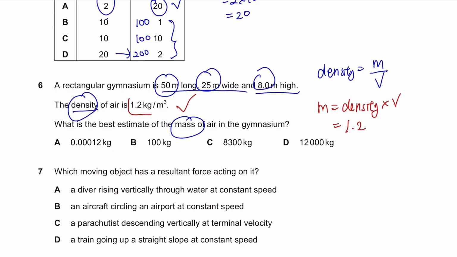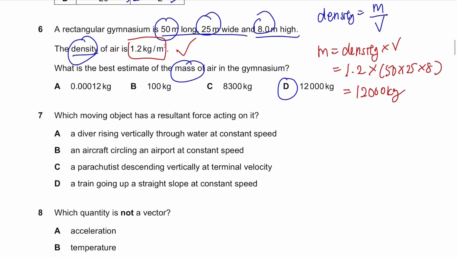Density is 1.2 given here. And volume, you just have to multiply all three of them together. So 50 times 25 times 8. And that gives 12,000 kilograms. And the answer is D.